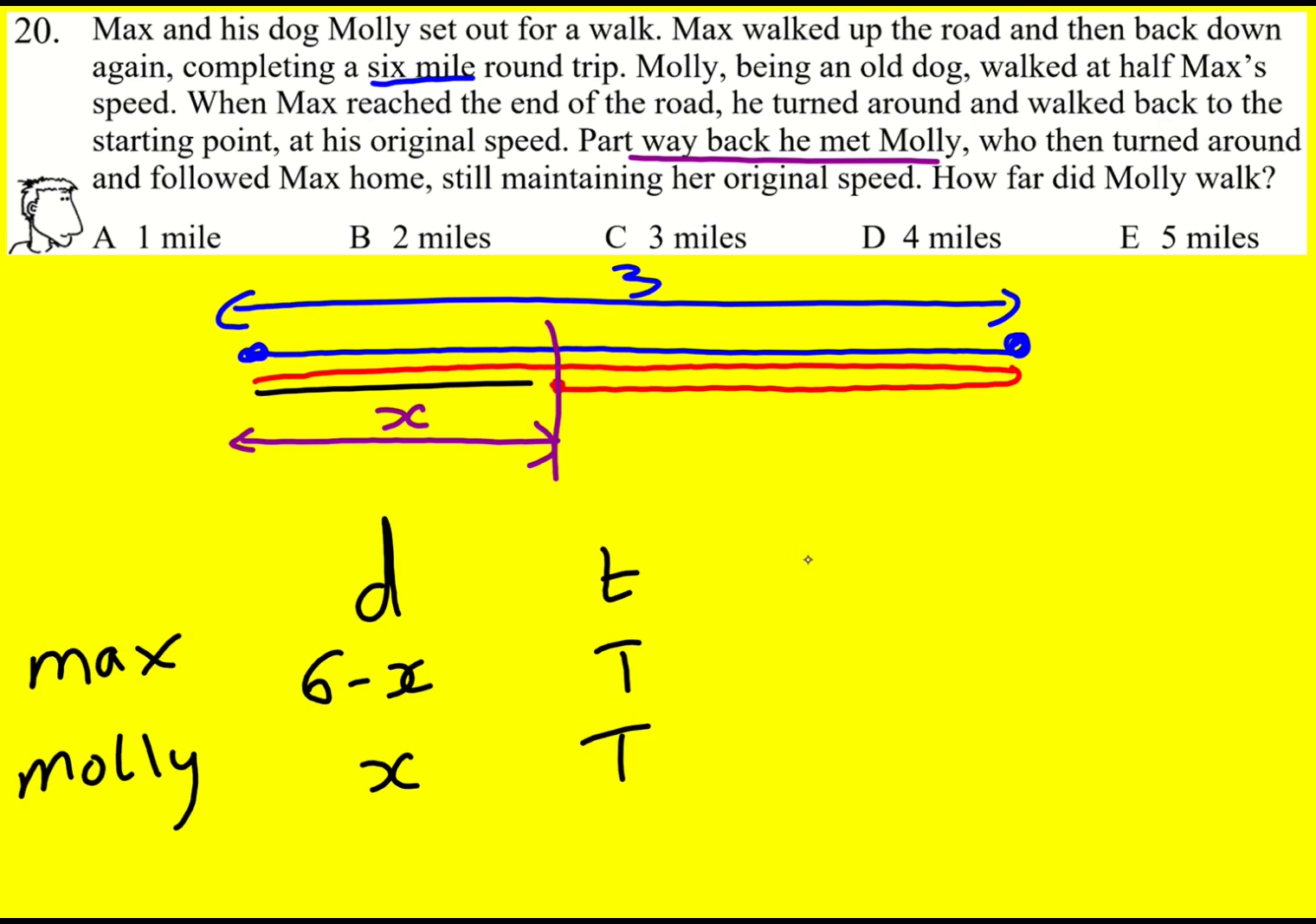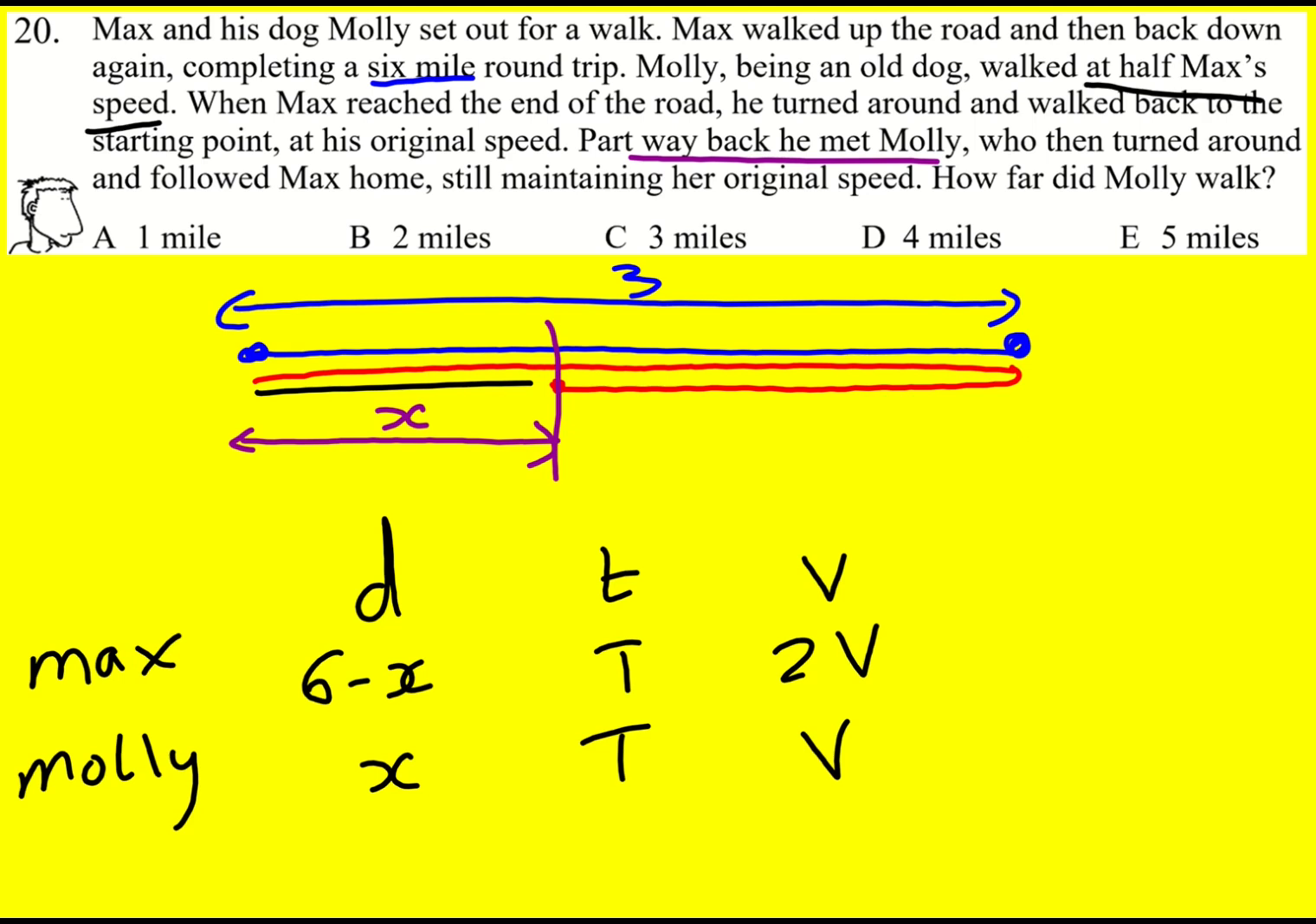Now onto their speeds. I'm going to use V for speed or velocity, maybe even. Okay, we're told that Molly walks at half of Max's speed. Another way of saying that is that Max actually walks twice as fast. So this can be 2V and this can be V. You could use V and half V if you want. I'm just avoiding some fractions.